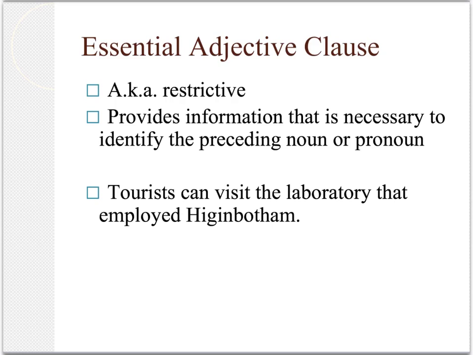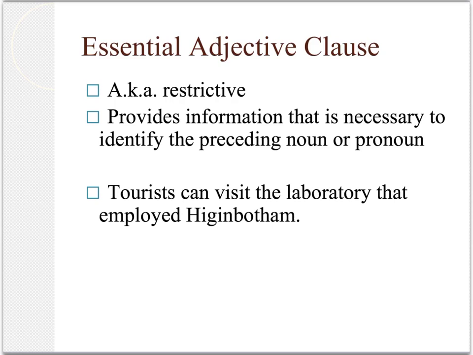So let's first take a look at essential adjective clauses, also known as restrictive. These clauses provide important information that's necessary to identify the preceding noun or pronoun. It's information that helps us to understand the preceding noun.